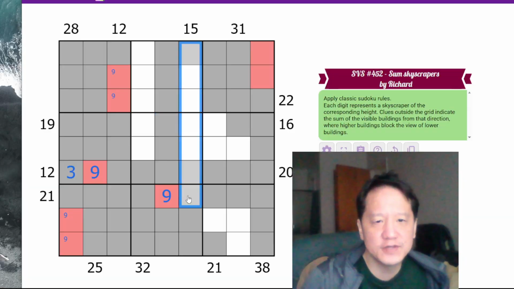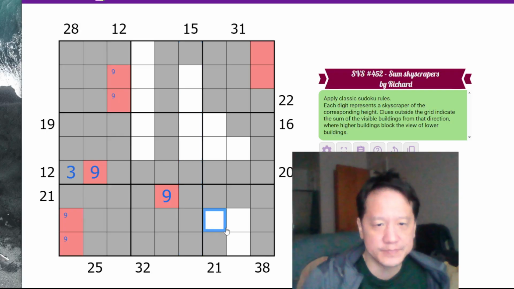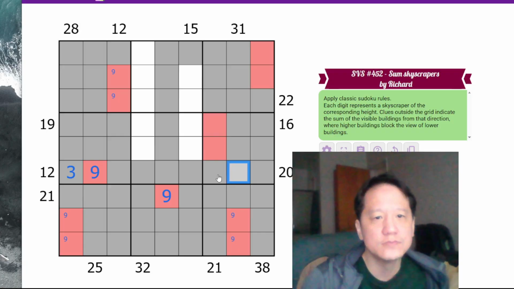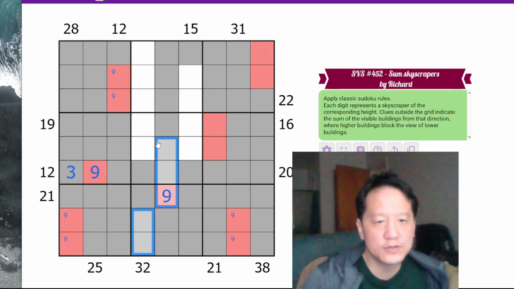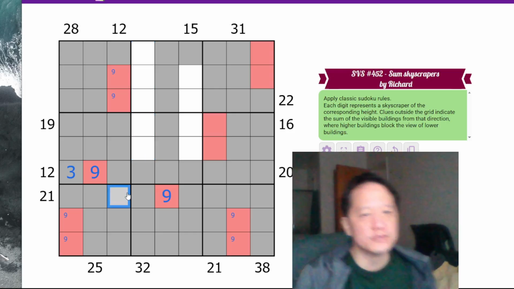This is 15. 21 cannot be 2 digits. So this cannot be the 9 here. So 9 has to be one of these 2 digits here, which means this cannot be 9. So 9 is one of these 2 digits here. Okay, 15 could be 2 digits adding up. This is 32, and the 9 could be any of those digits.